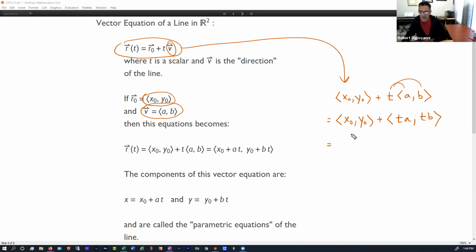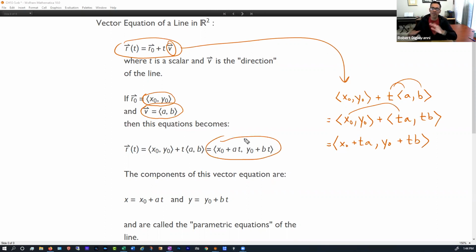And then vector addition just says you add up the components. So I'm going to take these two and add them, and then the other two and add. And that's what this is right here. You'll see all this come together in an example. Right now I'm just giving you a formula, so it might be a little foggy what we're doing, but it'll all come together.